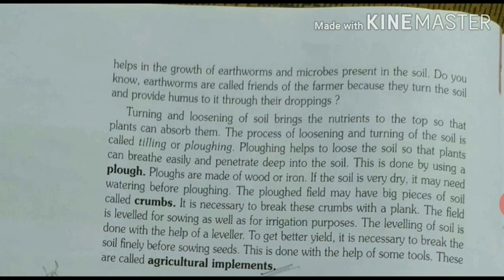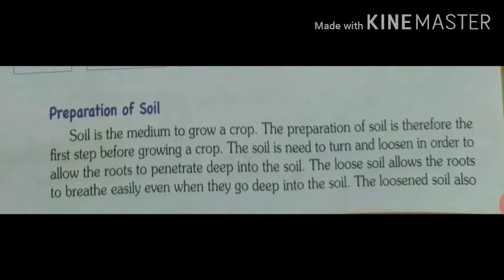You know what is soil? The upper layer of the earth is called soil. The crop plants are grown in the soil. Soil provides minerals, water, air, humus and fixes the plant firmly. So that's why preparation of soil is very important. Now how do farmers prepare soil, that is very important. In order to prepare the soil, farmers have to do the loosening and turning of soil.